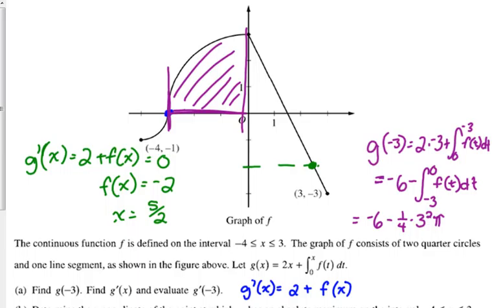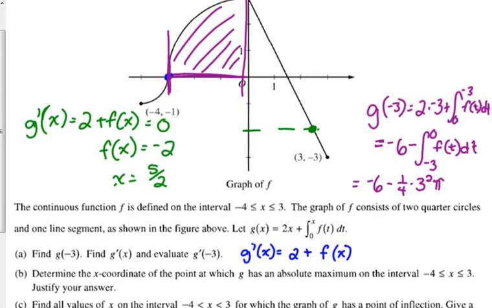Well, according to this, they don't even consider the endpoints. I'm really not sure why they did not consider the endpoints here. It just says 1 point for considering where G prime is equal to 0, 1 point for identifying the 5/2, and 1 point for your answer with justification. I really cannot explain why they did not consider the endpoints.